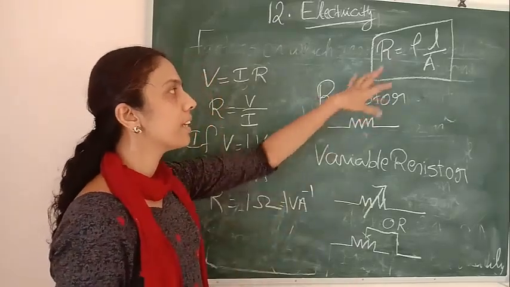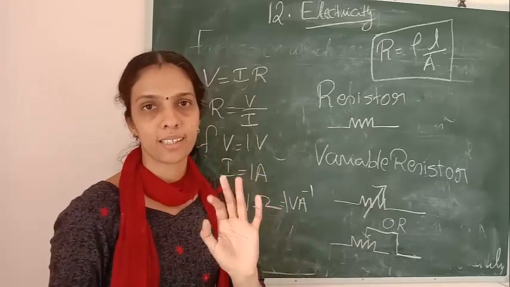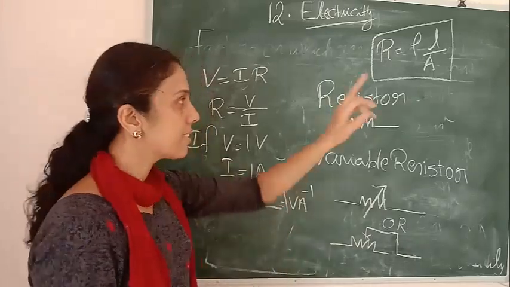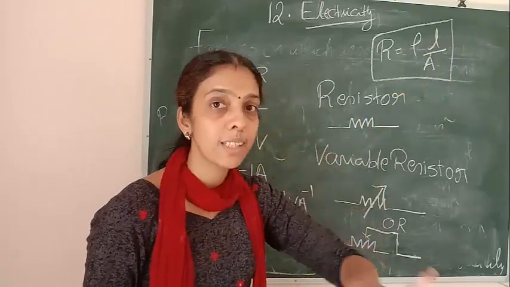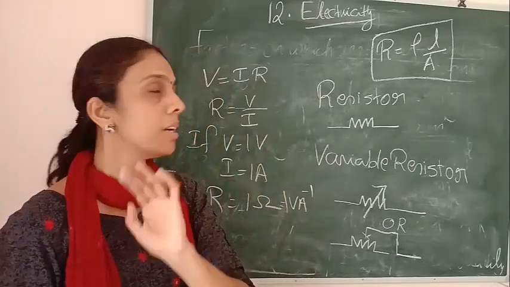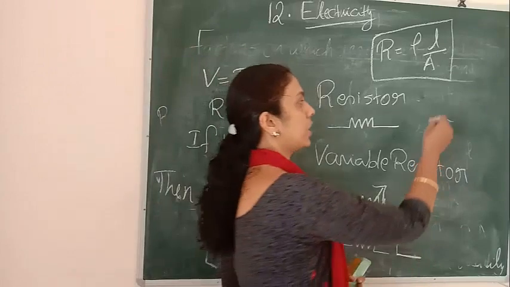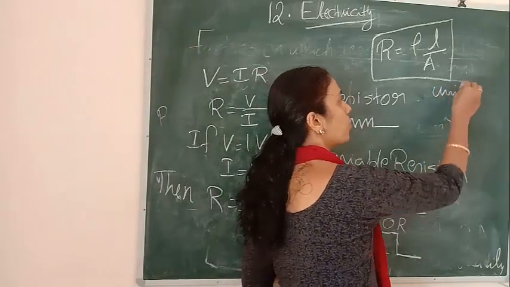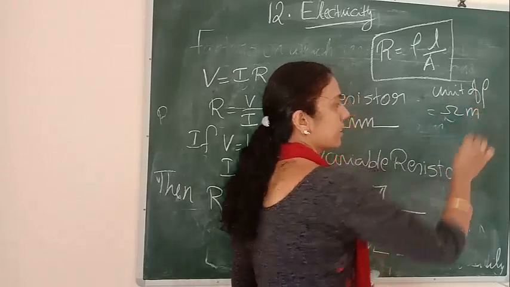And what is the resistivity? It varies with respect to the substance. From substance to substance, the resistivity will vary. Resistivity does not depend on length and area. Only resistance depends on length and area. Don't forget it, okay? Then what is the unit of resistivity? The unit of resistivity rho is ohm meter.